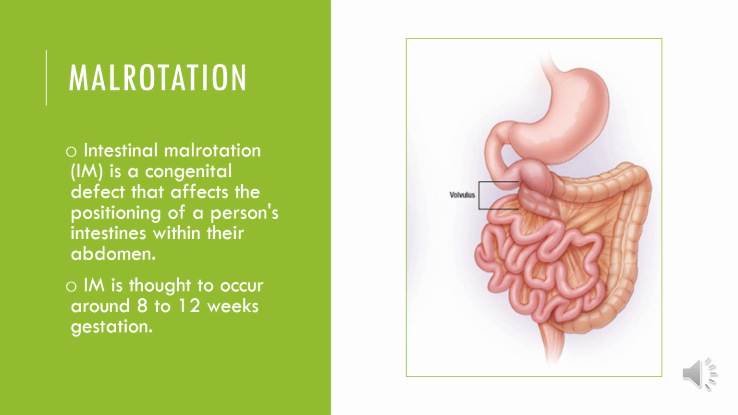If an error occurs at any time during this normal rotation process, it can cause the intestine to be positioned incorrectly within the abdomen. This is known as intestinal malrotation.